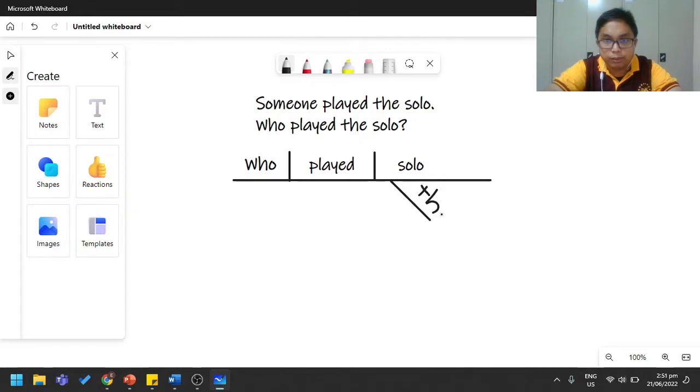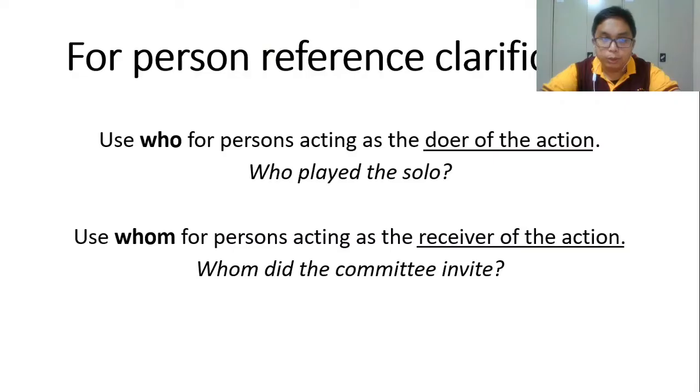There we go. And there we go. Who played the solo? So this is the actual representation, or the Reed-Kellogg diagram, of the question, who played the solo. Okay? Going back, we now proceed to the person reference clarification, since most of us might be confused on how to use who and whom.